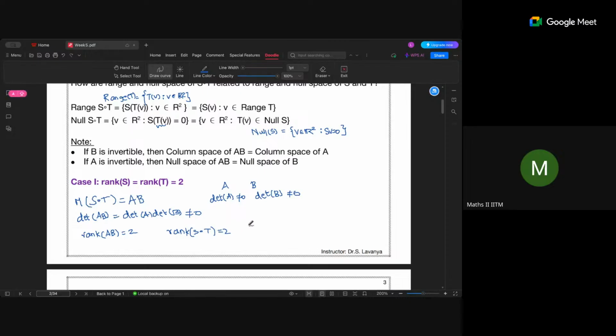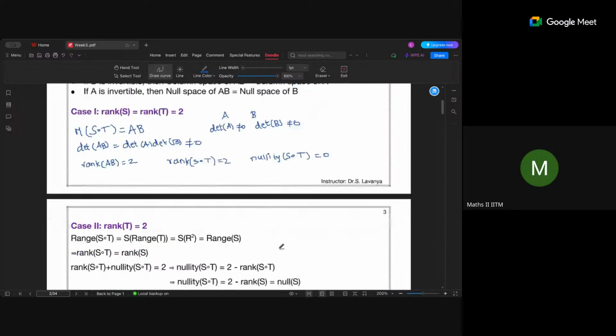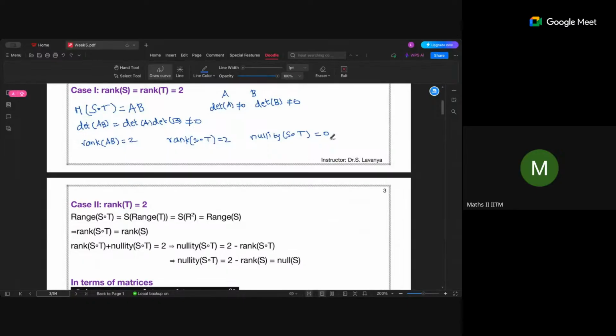So if rank of S composition T is 2, what can you say about nullity? 0. Okay, fine. So you see that when the rank of both S and T are 2, then rank of S composition T is also 2 and nullity of S composition T is 0. This case is clear for everyone, right? Yes, ma'am. Clear.